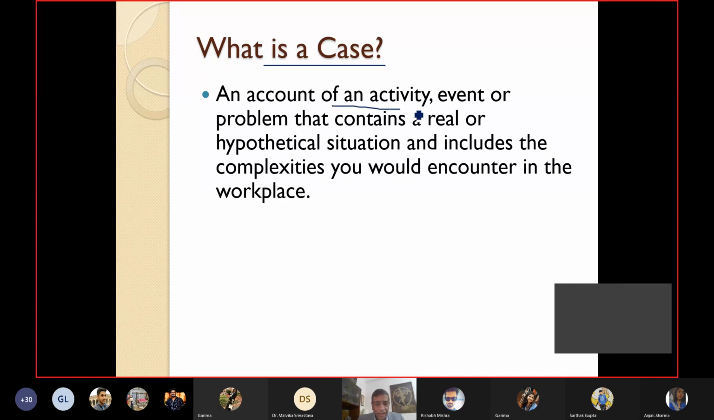A case is an activity or an event or a problem that contains a situation and includes the complexities you would encounter in the workplace. So, therefore, let's go one by one. A case is an activity, it could be an event, it could be a problem which relates to a situation and includes the complexities you would encounter in the workplace.